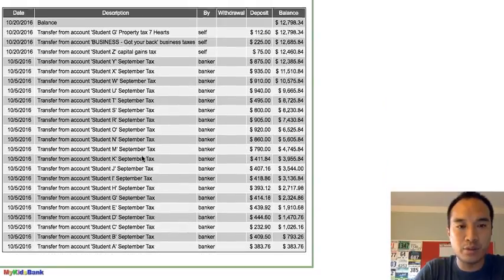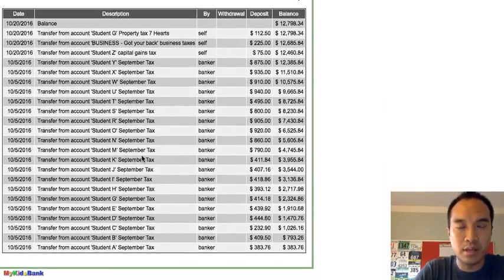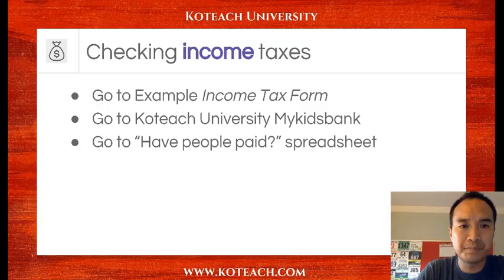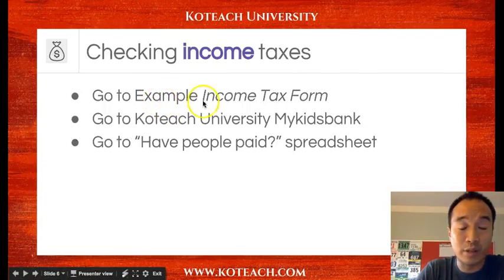This shows you everything that has been paid to the tax. Now we're looking for student A as an apple. We see student A as an apple right here. They paid 383.76. Yep. So you verify that they paid. They did their calculations correctly.